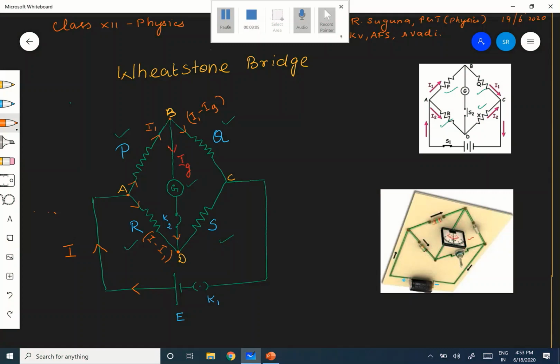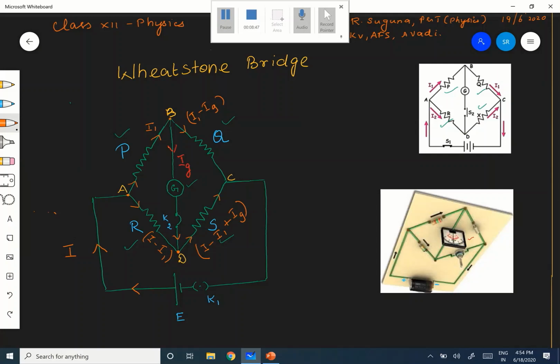Therefore, how much current should go away from D? That should be I minus I1 in the path AD, and in the path BD, it is Ig, so plus Ig. So this is the current that is flowing in the path DC, flowing away from D. Only then the total current at D will be equal to 0.